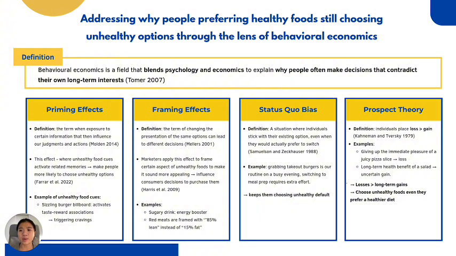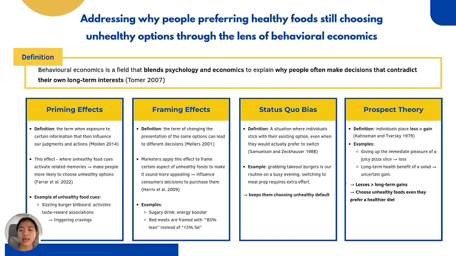So, for instance, priming effect occurs when exposure to certain cues, such as a billboard displaying a sizzling burger, automatically activates related tastes and reward memories, and makes someone more likely to crave and choose that unhealthy item. And framing effects, on the other hand, refer to how presenting the same choice in different ways can lead to different decisions. For example, labeling a sugary soda as an energy boost or ground beef as 85% lean rather than 15% fat makes unhealthy foods sound more appealing.